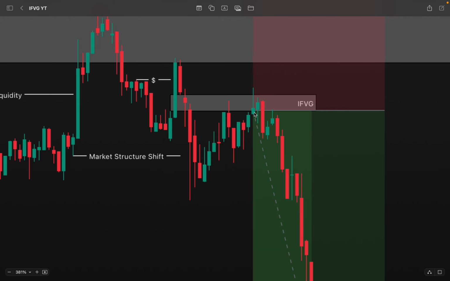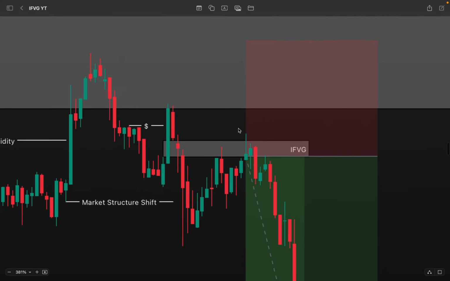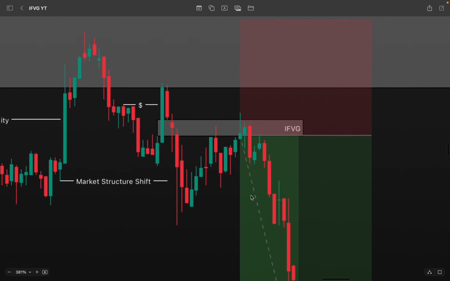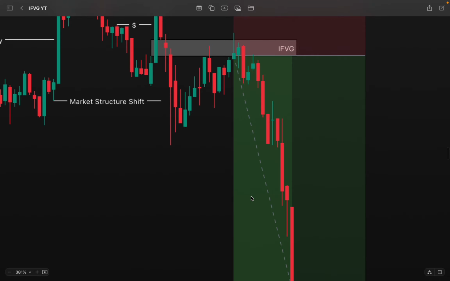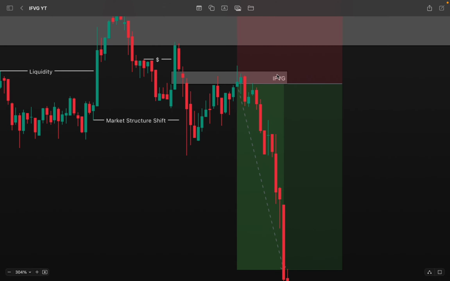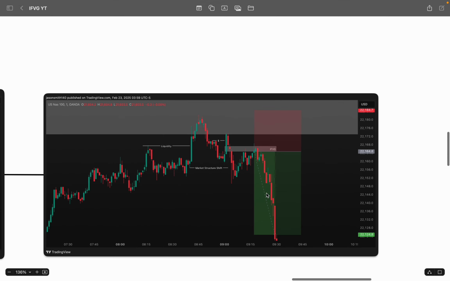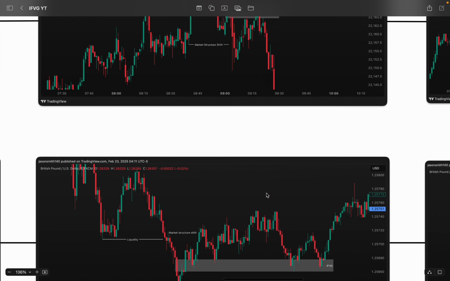And then what you do, you place your entry. You can put your stops if you want to be conservative above this high here. Enter the trade 1 till 2 or 1 till 5, and then you can see price reacted immediately from the inverse fair value gap. Let's go to the next example.